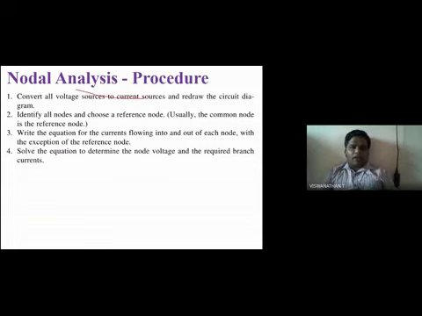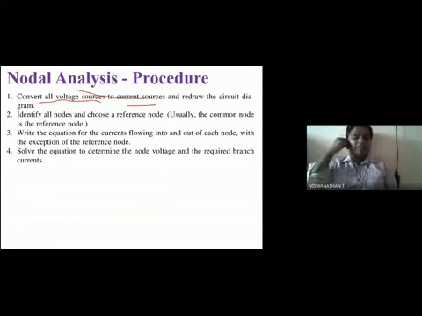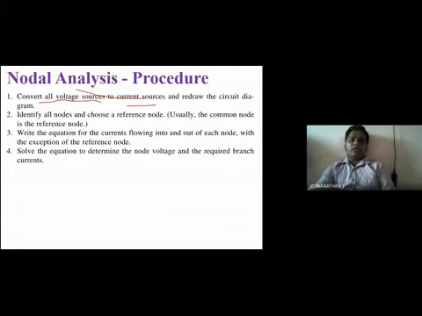So what is the procedure for nodal analysis? First, we need to convert all the voltage sources to current sources. Why do we need to do that? Because of applying KCL. Second step, we need to identify all the nodes and choose the reference node. This is very important in your course or website. Sometimes they take some node as the reference node, but you can choose any node as the reference node. But normally we prefer the common node as the reference node.